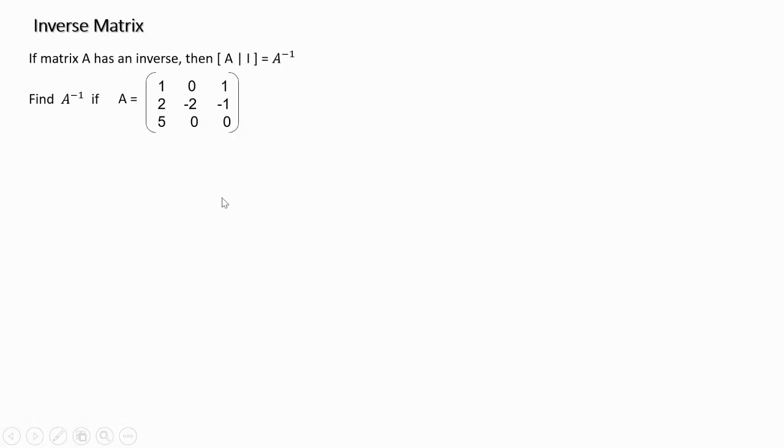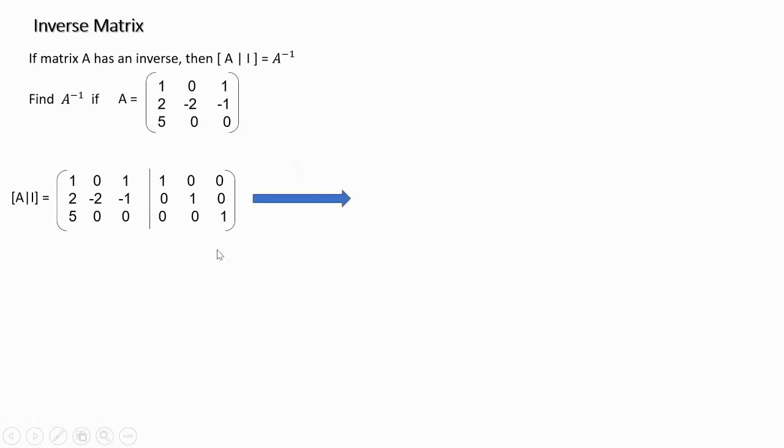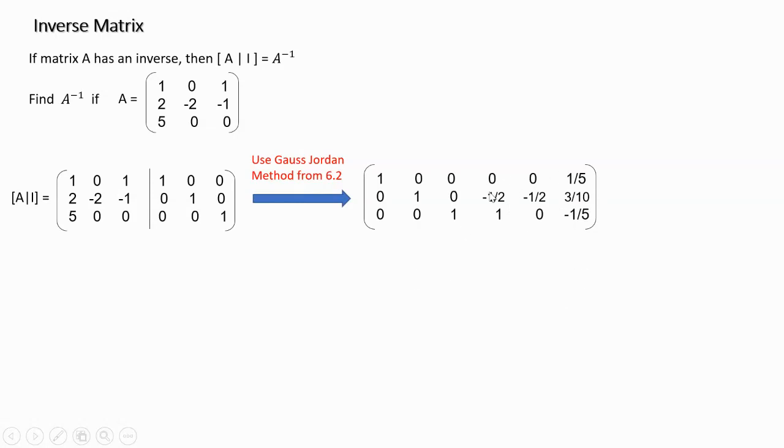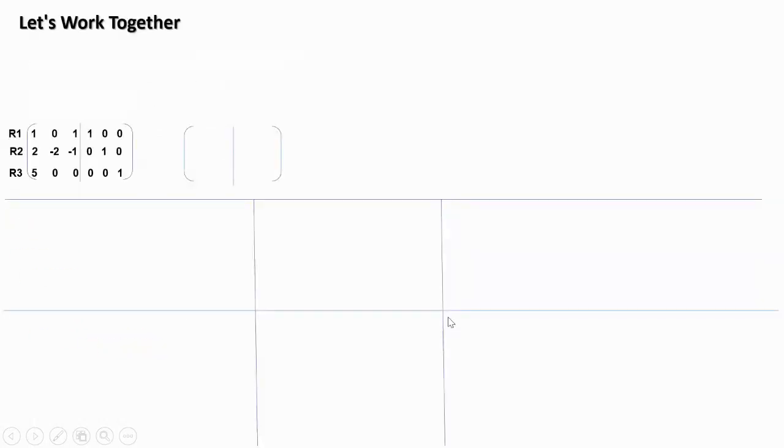Okay, now for a 3 by 3, guys, it's a little bit more challenging, right? But I'm just going to go kind of quick and show you the steps because it's already time to go. Use the Gauss-Jordan method from 6.2. And this should be the inverse. I'm not going to explain it, guys.